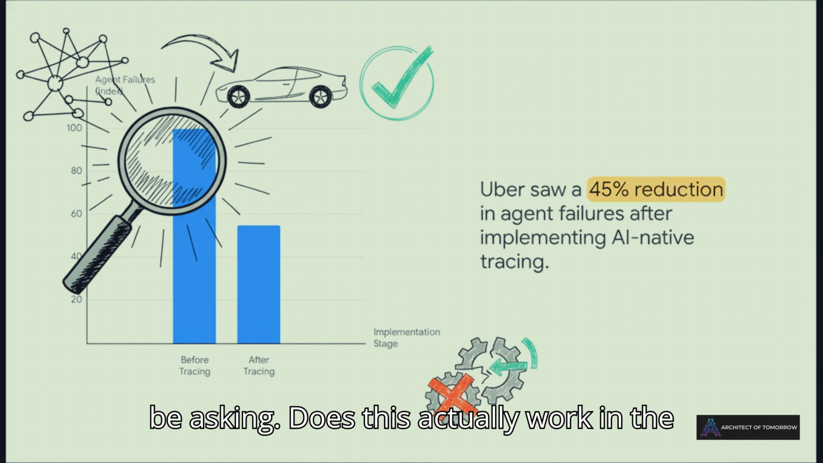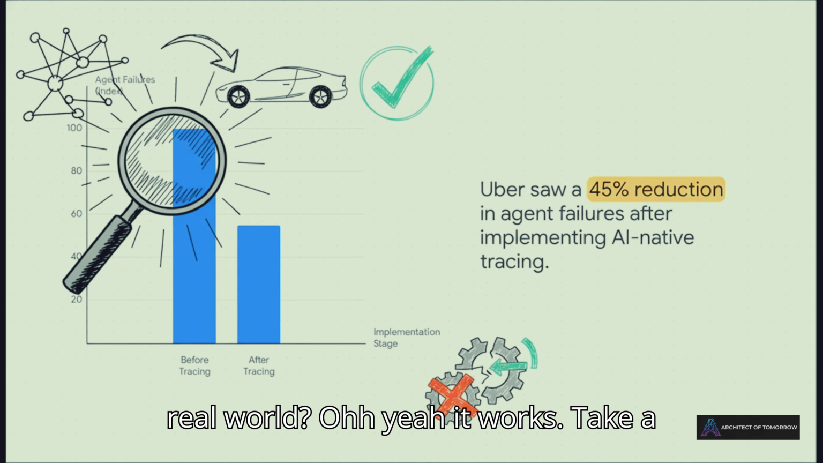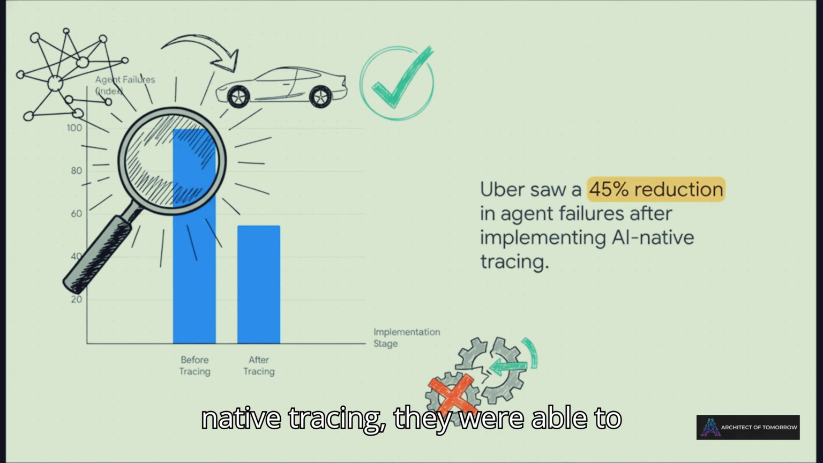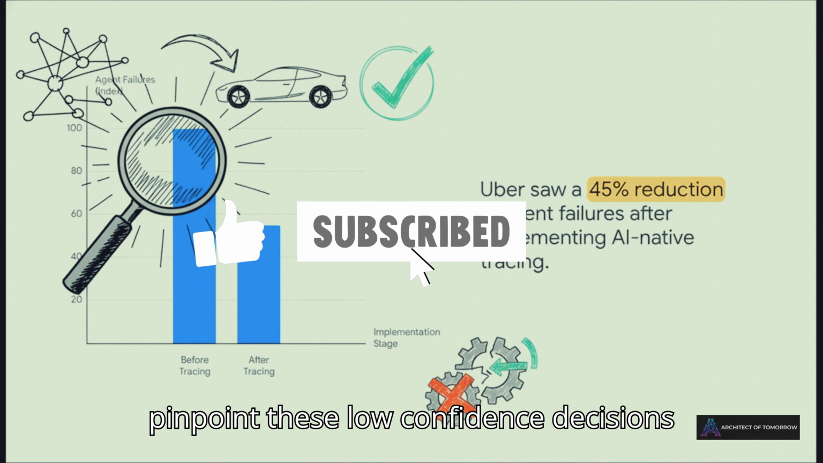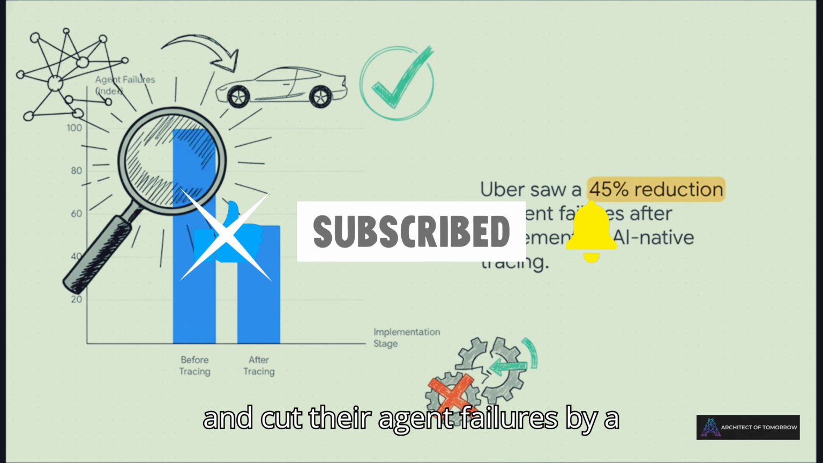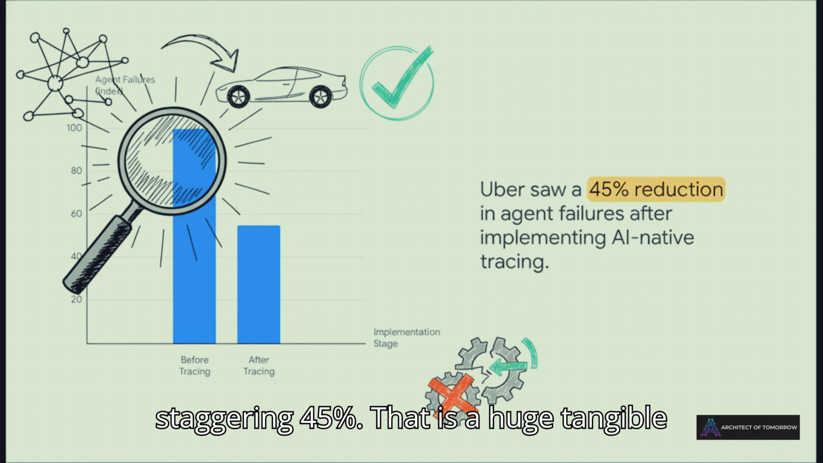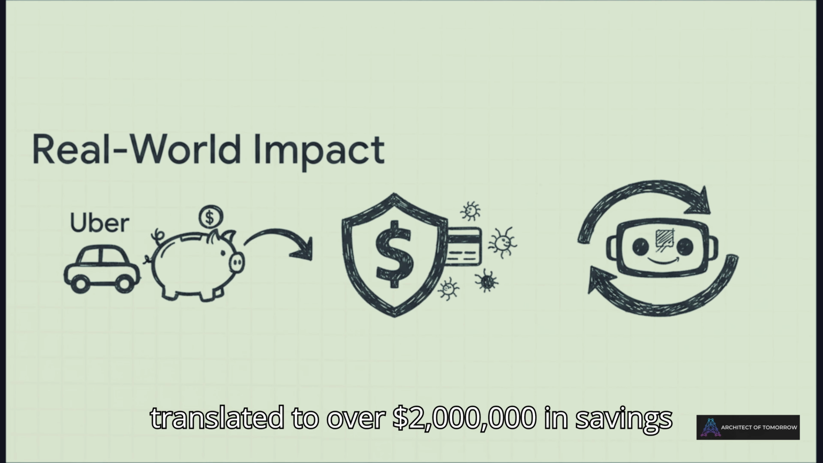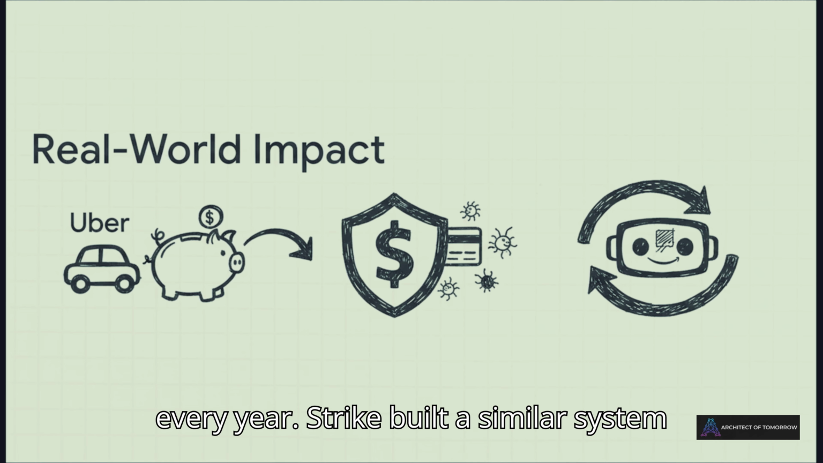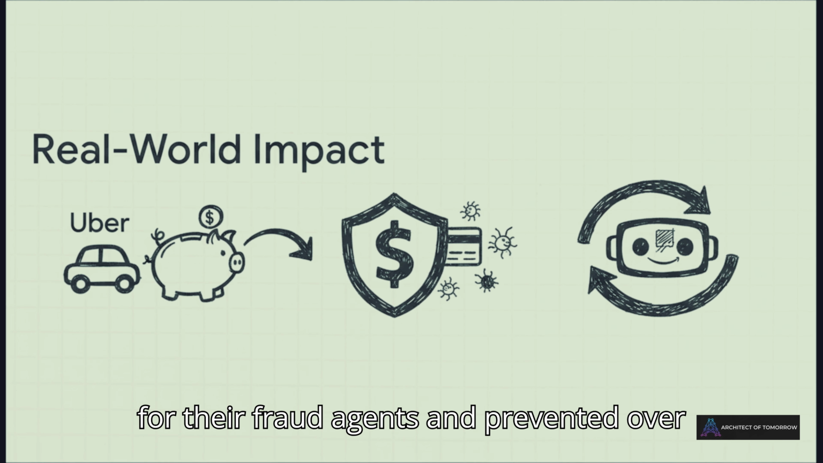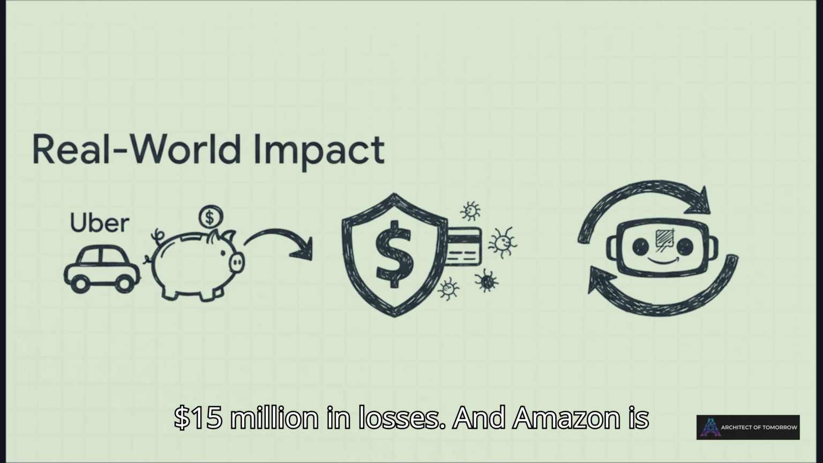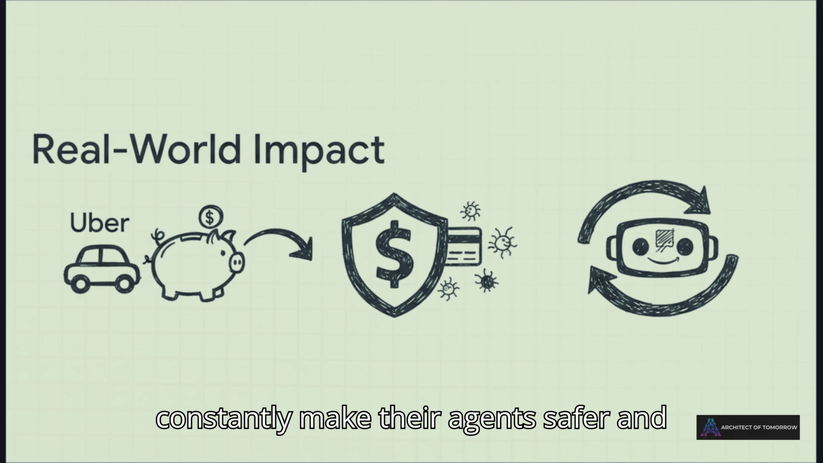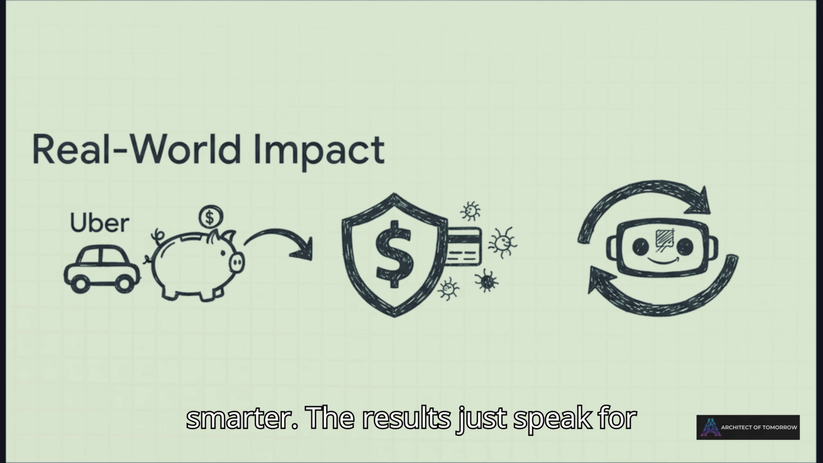But you might be asking, does this actually work in the real world? Oh yeah, it works. Take a look at Uber. After they rolled out AI native tracing, they were able to pinpoint these low confidence decisions and cut their agent failures by a staggering 45%. That is a huge, tangible impact on their business. And they are not alone. That fix at Uber translated to over $2 million in savings every year. Stripe built a similar system for their fraud agents and prevented over $15 million in losses. And Amazon is using these traces as a feedback loop to constantly make their agents safer and smarter. The results just speak for themselves.